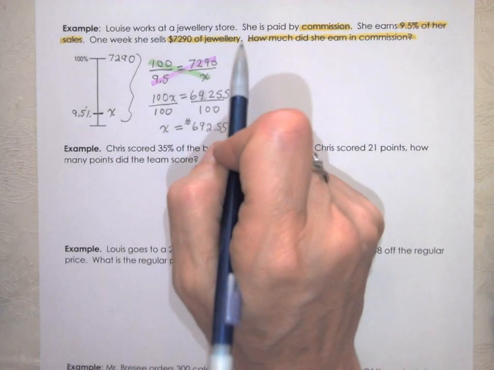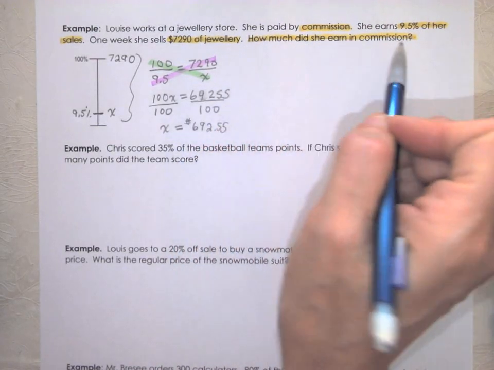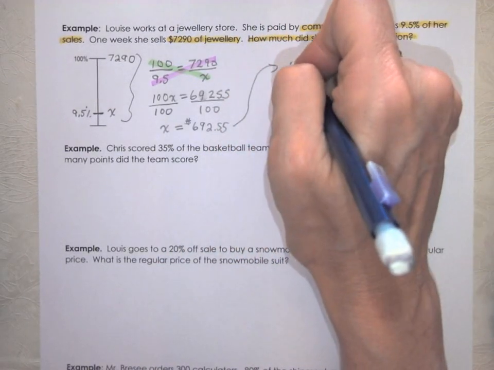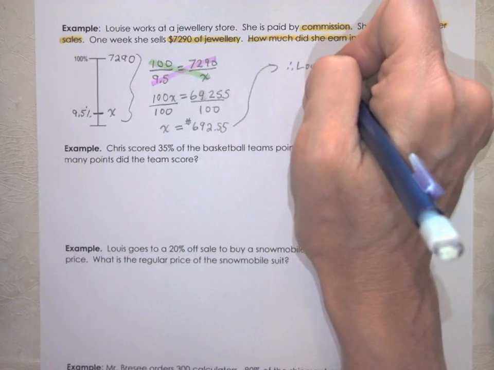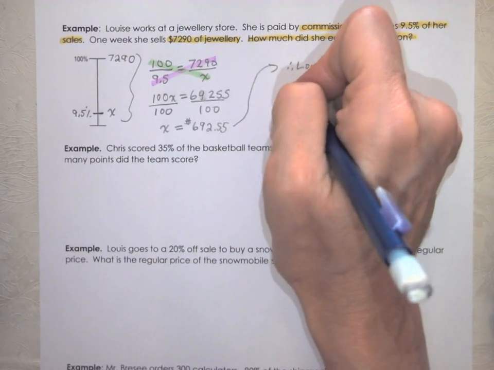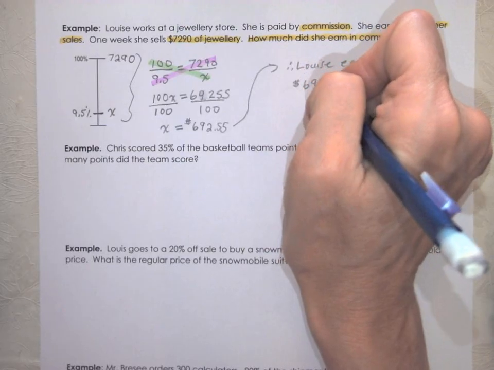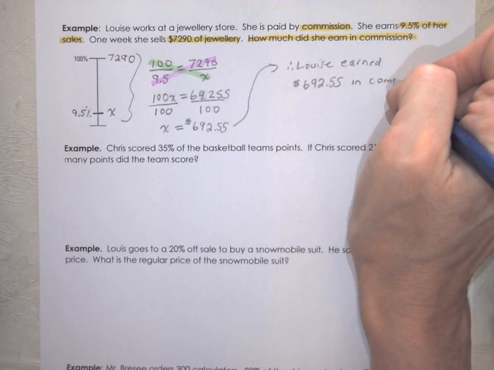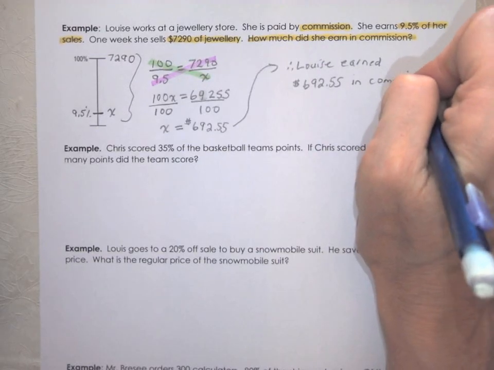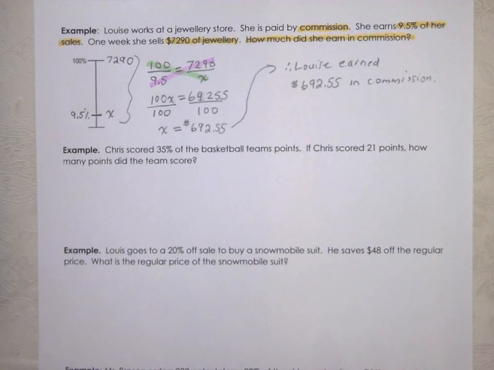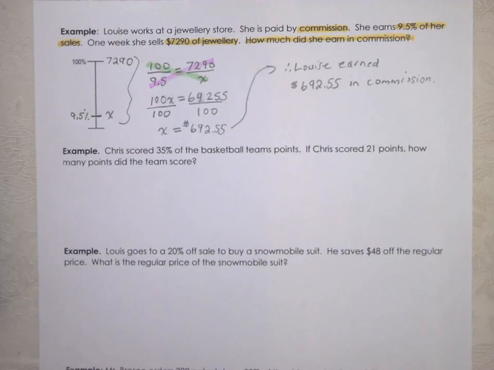Okay, so then make sure you answer the question, how much did she earn in commission? So again, therefore, Louise earned $692.55 in commission on the dollar value of the jewelry that she sold.